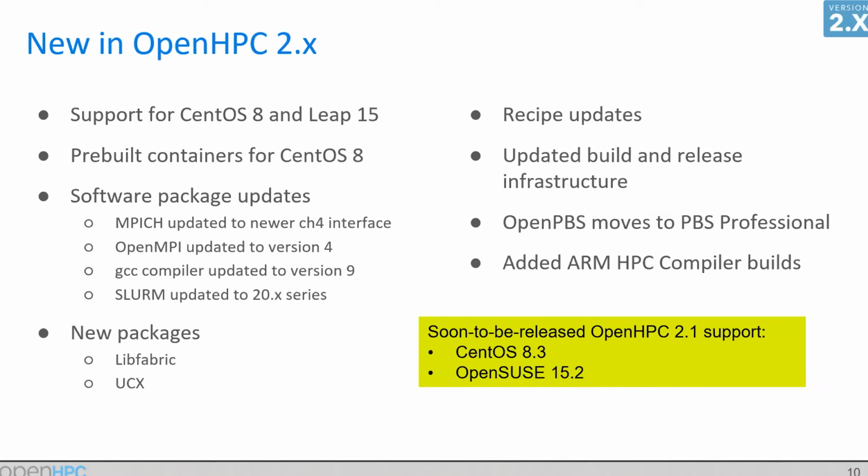So as I was saying, with the launch of 2.x, we made a couple major changes within OpenHPC. One is today that it supports the latest versions of CentOS and OpenSUSE Leap. With the soon-to-be-released OpenHPC 2.1, it will formally support CentOS 8.3 and OpenSUSE 15.2.